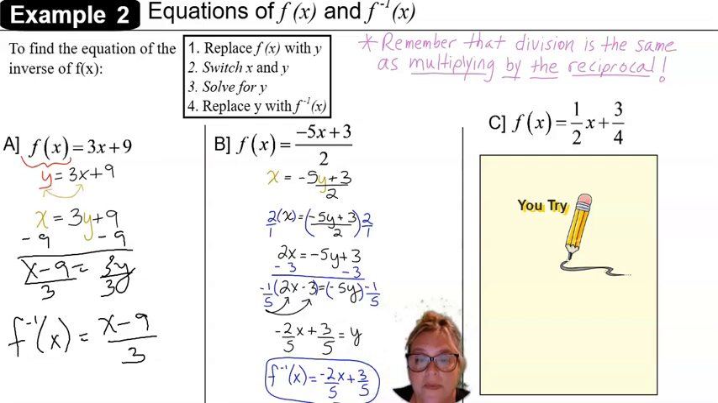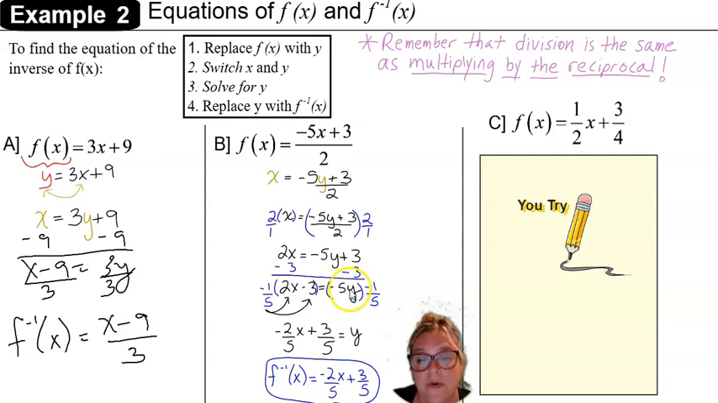Okay, so in example B, we're first in step 1 going to replace the function notation with y equals. Then step 2, we switch the x and the y. Now we're going to undo this division by multiplying. So we multiply both sides by 2, and we have 2x equals -5y plus 3. Now to move the constant to the other side, we'll subtract 3 from both sides, and we have the quantity 2x minus 3 equal to -5y.